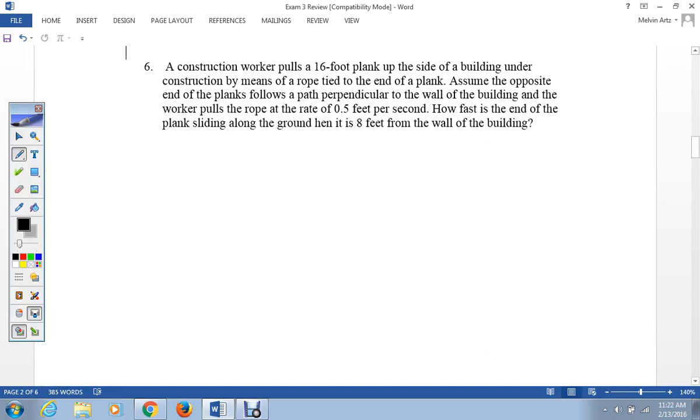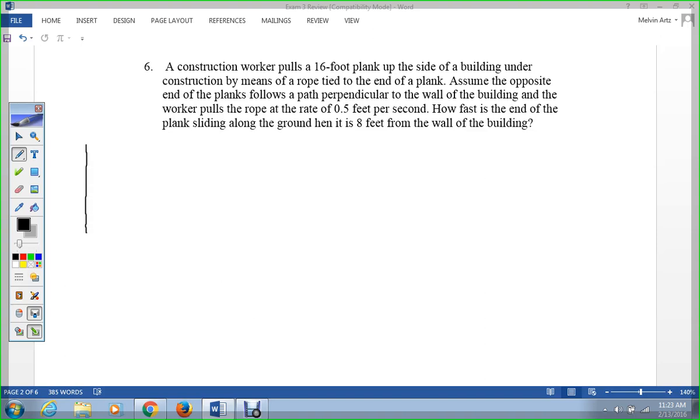A construction worker pulls a 16-foot plank up the side of a building under construction by means of a rope tied to the end of the plank. Assume the opposite end of the plank follows a path perpendicular to the wall of the building, and the worker pulls the rope at the rate of 0.5 feet per second. How fast is the end of the plank sliding along the ground when it is 8 feet from the wall of the building? So first of all, let's draw a diagram.